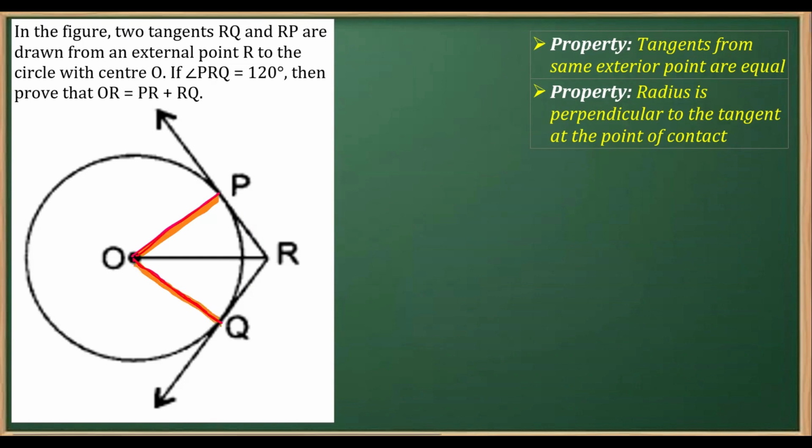Now, next, I'll say that this triangle is congruent to this triangle. So these two triangles are congruent. And why? It's because of tangents from the same exterior point, right? And these are radii, right? OP and OQ are radii, and this is common. So I'll first write down: triangle OPR is congruent to triangle OQR, and that is by SSS, right?